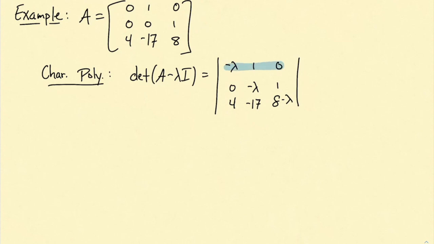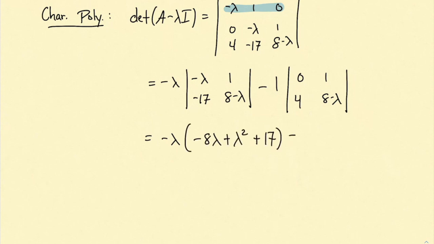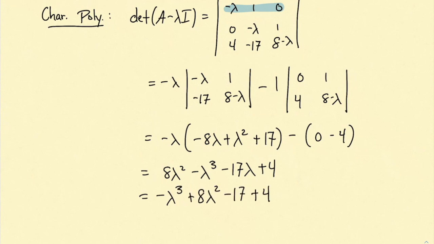For this particular one, I'm just going to use cofactor expansion using the top row. So for the first, we take negative lambda multiplied by the determinant of [negative lambda, negative 17; 1, 8 minus lambda], and the second one is negative 1 multiplied by the determinant of [0, 4; 1, 8 minus lambda], and the third entry here will just be 0. So we can compute each of these two smaller determinants using the normal formula for a 2 by 2 matrix.